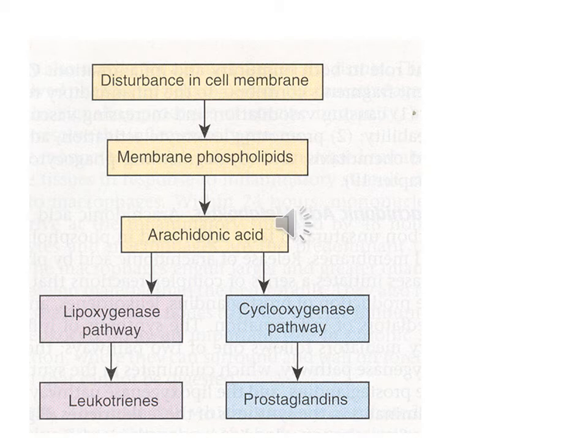Aspirin and other NSAIDs will inactivate the first enzyme in the pathway which produces prostaglandins. You do not have to know these pathways, but you will want to know what the two end products are and what they do.